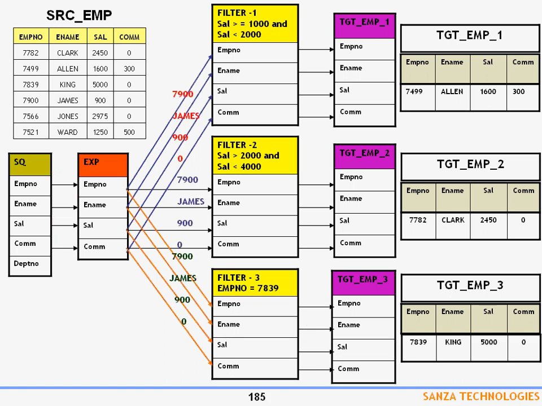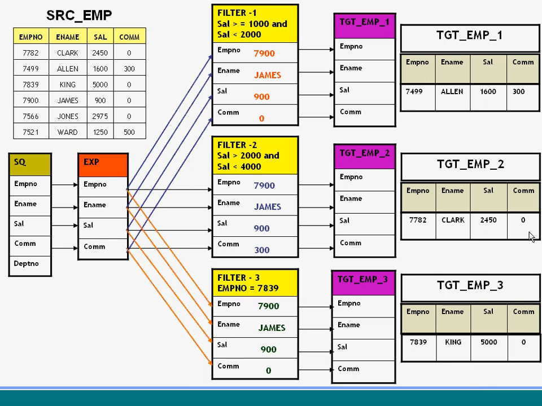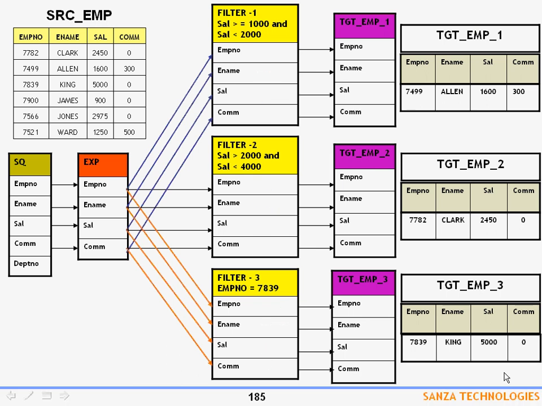The 4th record comes in, and it is tested against the conditions of all the filter transformations. The salary 900 does not satisfy any of the filter conditions, so it will drop the record. Employee number is 7839, here it is 7900. Here salary is 900, which does not meet this condition. If the salary does not meet the condition, it will drop the record, so it will not go out.